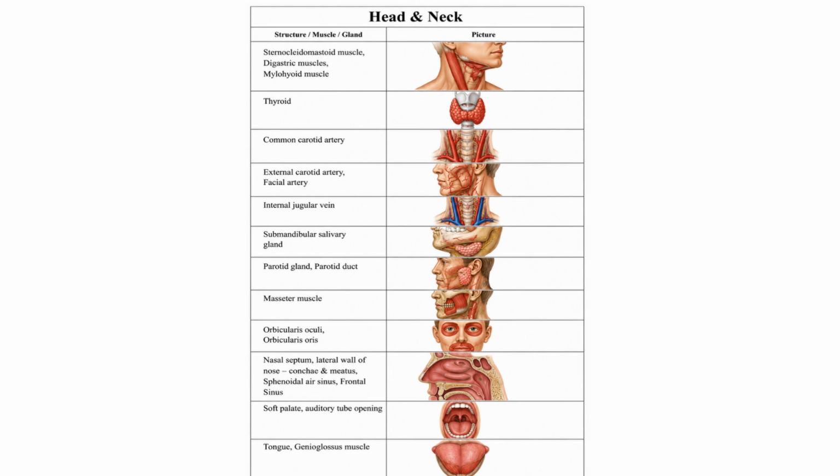And digastric has two bellies, anterior belly and posterior belly, and it is inserted into a common tendinous sling. The anterior belly is from the first pharyngeal arch, and the posterior belly is from the second pharyngeal arch. So the anterior belly is supplied by the mandibular nerve, and the posterior belly is supplied by the facial nerve. And mylohyoid forms the oral cavity floor.